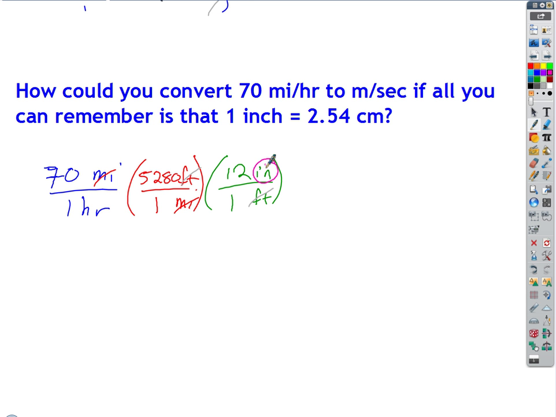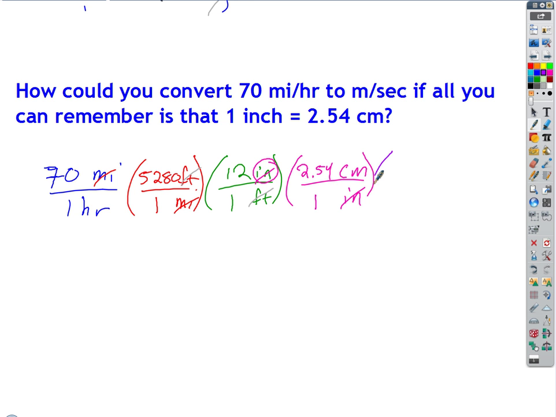But now we have a conversion where we can go to centimeters, right? So we could go inches canceling in favor of centimeters, right? And here's our conversion. 1 inch is 2.54 centimeters. Okay, so that's good. So now we're at centimeters. Now we can go directly from centimeters to meters, right?